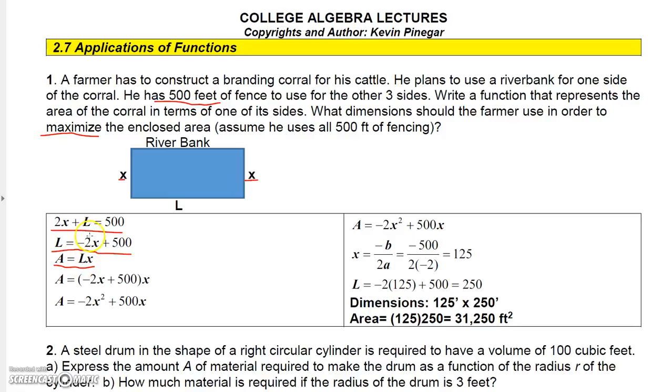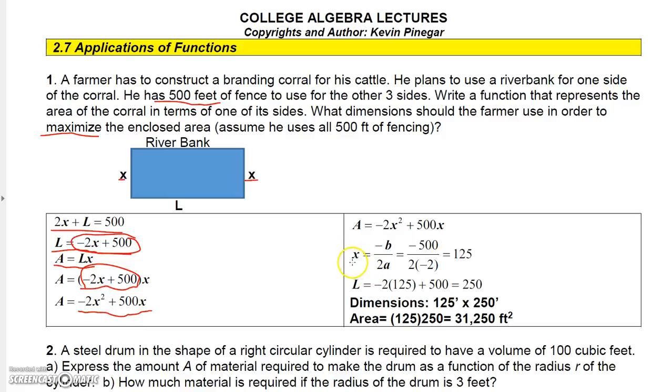We can replace L with minus 2X plus 500. So I'm going to put minus 2X plus 500 in place of L, and I'll get minus 2X plus 500 times X. And then when I distribute the X, I'm going to get minus 2X squared plus 500X. That's a quadratic function that opens down, and therefore it has a maximum.